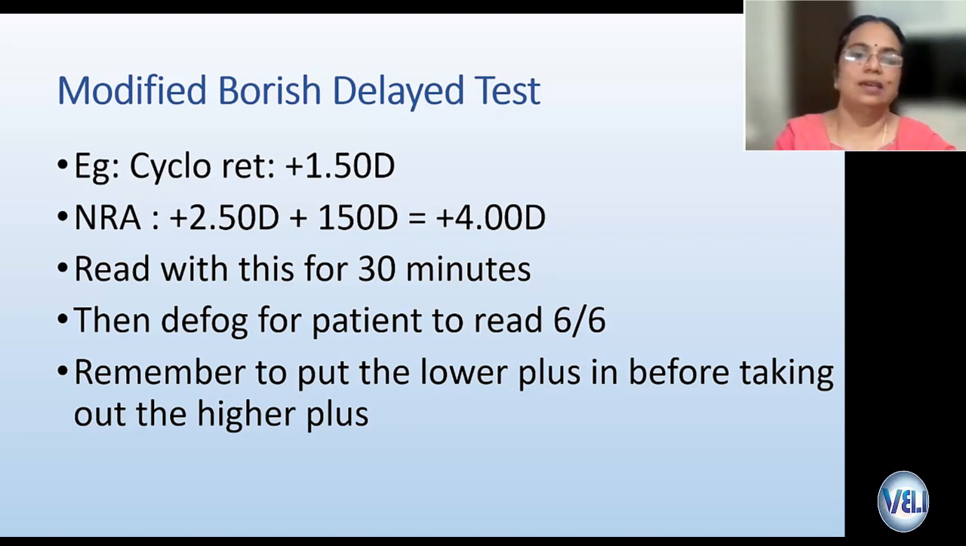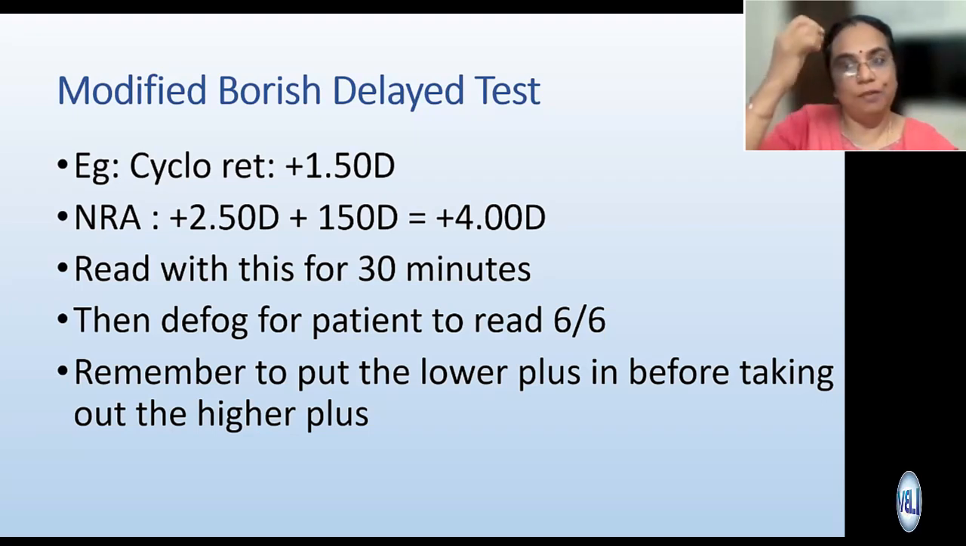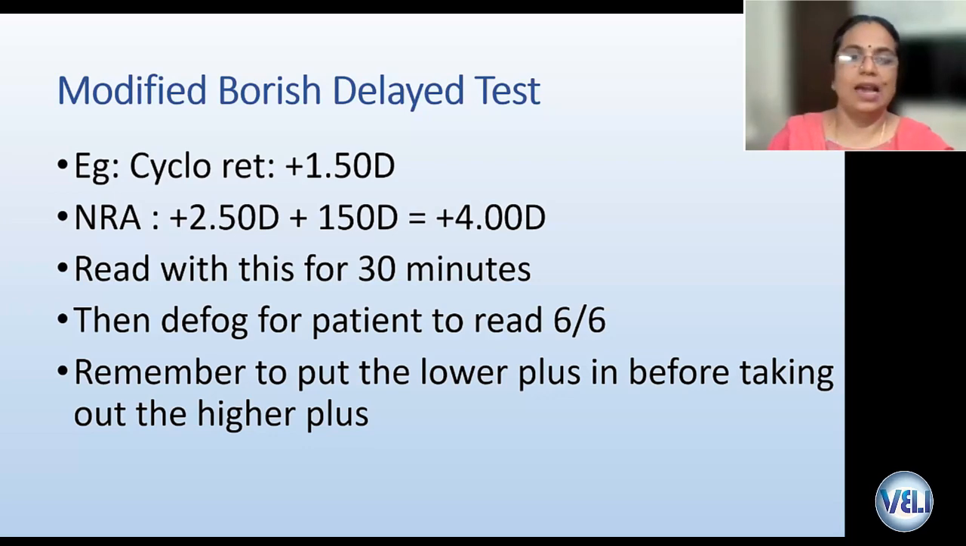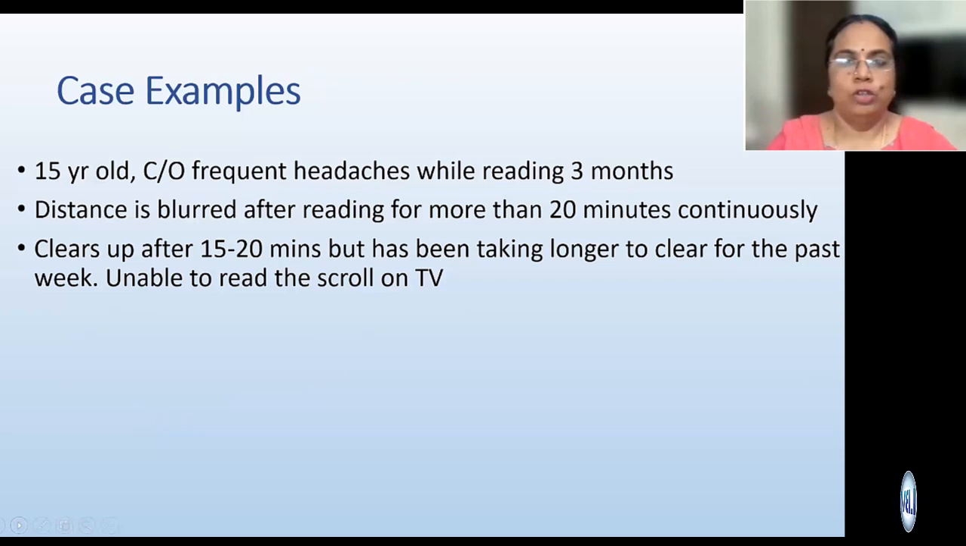And then once we are happy with them reading at 40 centimeters, don't allow them to start reading much closer. So you will have to monitor the 40 centimeter distance. If they read any closer, then their accommodation is going to start kicking in. Okay. So then defog slowly for the patient, looking at the distance chart to read 6/6. And remember, put the lower plus in before taking the higher plus out. So that's basically the different kinds of accommodation control mechanisms that we have and things that we can actually try.